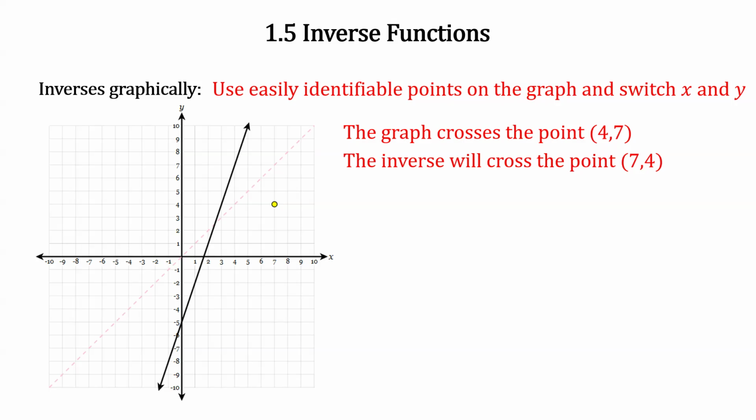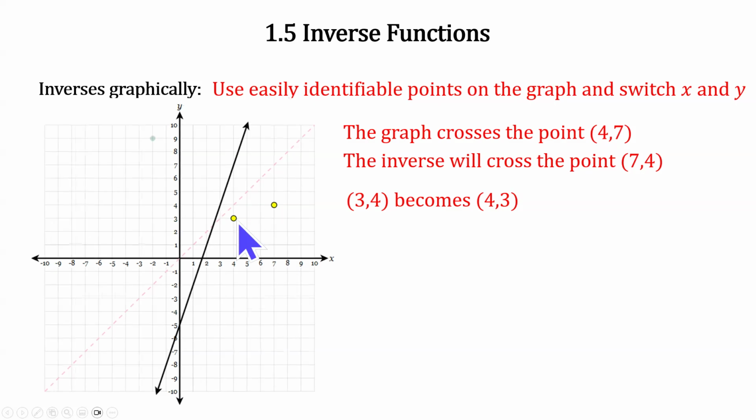Okay, so I see (3, 4). If I just work down next, (3, 4) is going to become (4, 3). So I go over to 4 and up 3, and I plot that point. What do we got next? (2, 1) is going to become (1, 2). It's going to hit right there. (1, 2), I'm sorry, right there.